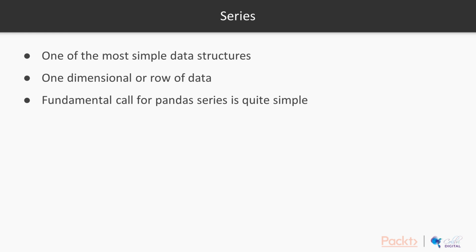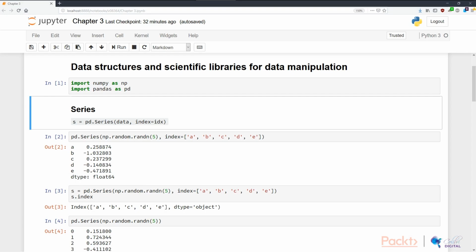The fundamental call for a pandas series is very simple. Here, if we look at the boxed area of the notebook, we can see that s = pd.Series, which is the constructor for the series data structure. The first argument into this constructor is the data that we need. This data can be a list, a string, an integer, a float, a set, or any other Python data structure. Usually most of the Python data structures, apart from classes and objects, will fit into a pandas series.